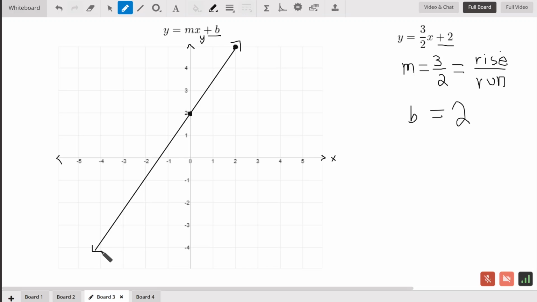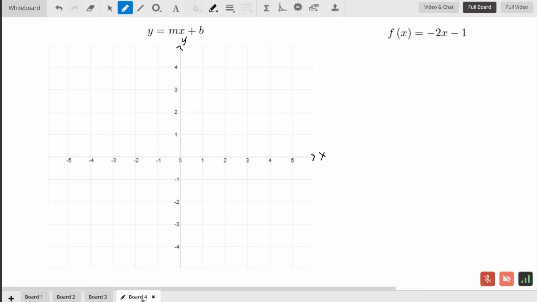Now let's look at a second example. Here, we have the function f of x is equal to -2x minus 1. Remember, f of x is the same thing as y. So you're going to write y is equal to -2x minus 1. Remember, the first step is to label your slope. So m is equal to -2. Your slope is the number in front of your x, so -2.